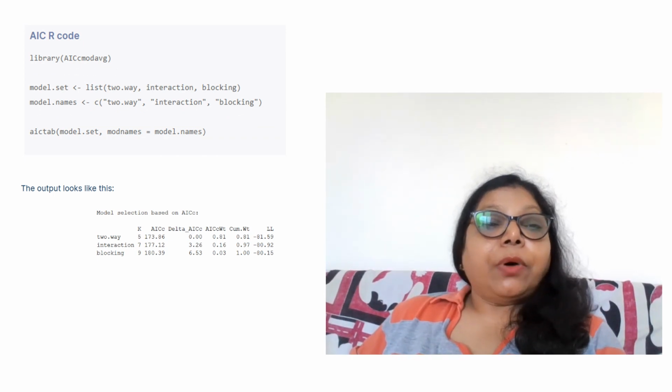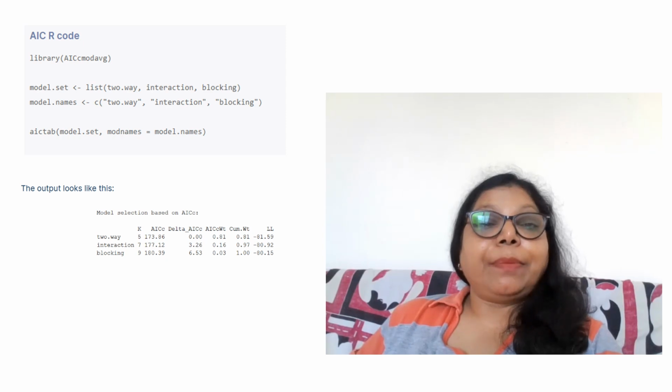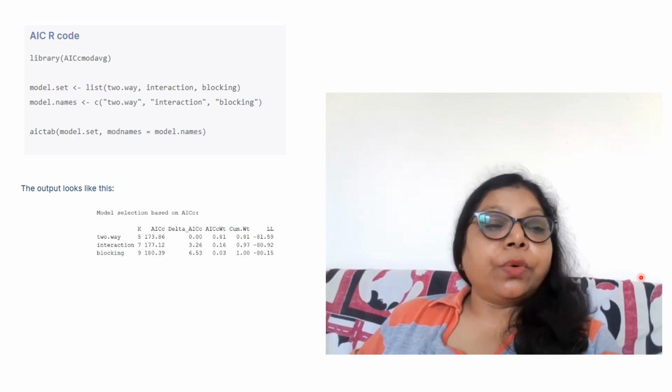Now coming to the model comparison, we can find out which model is the best fit for our data using AIC model selection. AIC calculates the best fit model by finding the model that explains the largest amount of variation in the response variable while using the fewest parameters, and we can perform a model comparison in R using the AICtab function. Here the code is given.